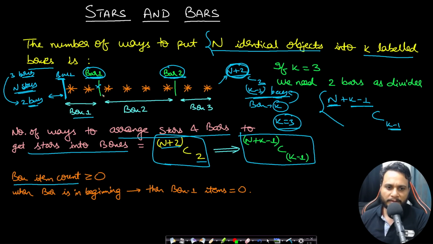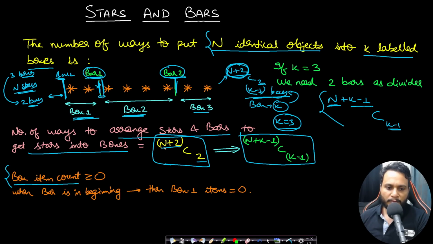That means any of the boxes count can also be made as 0, because if you just want to make, let's say, box 2 0 but not box 1 and box 3, then you can bring this bar 2 adjacent to bar 1, and in that case box 1 and box 3 will not be empty, but box 2 here will be empty. So any of the boxes can be empty, and that is why we can make the statement that box item count will always be greater than or equal to 0, because they can be 0 as well.